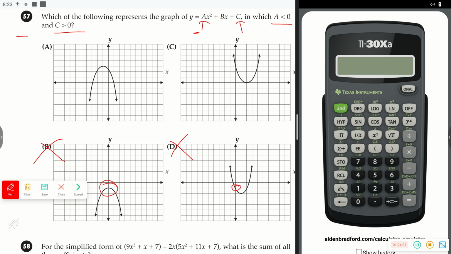If we have a negative A, we actually know that the function is going to be inverted, and we're actually going to be finding a local maximum. Whenever A is positive, you're actually going to be finding a minimum for a quadratic function. So the answer to this question, number 57, is going to be A. That was a good question.